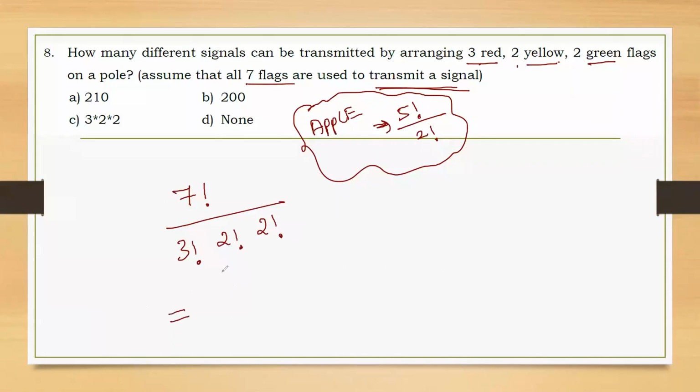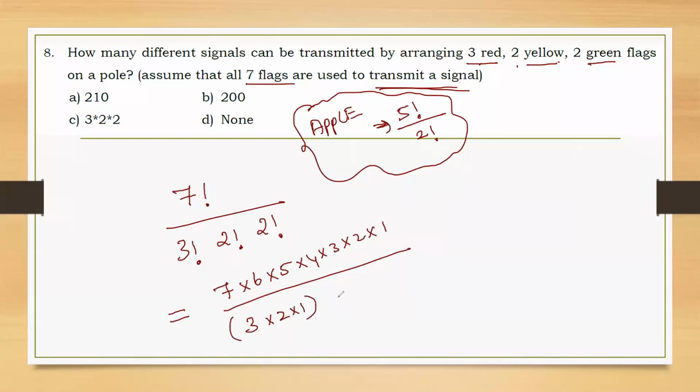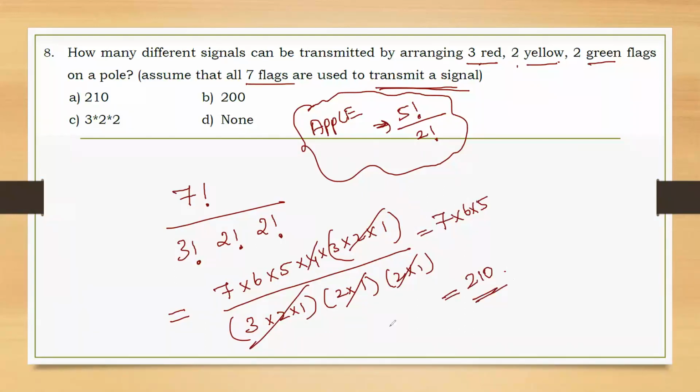Good. So 7 factorial is 7 into 6 into 5 into 4 into 3 into 2 into 1. If you know the value, you can write directly. 3 factorial, 3 into 2 into 1, 2 factorial, and 2 factorial. So 3, 2 into 1, it will cancel out. 2 2s are 4, right? So 4 cancels out. Remaining we will have 7 into 6 into 5. So 7 into 6 into 5 is 210. This is the right answer. So clear?